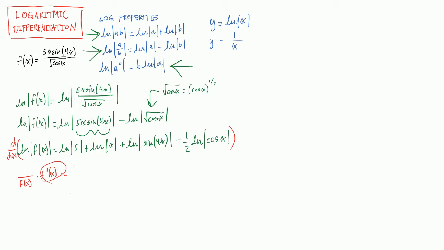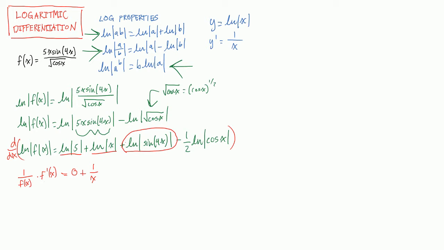And so then we take the derivative of this other side. I'm going to erase that. The first thing is the natural log of 5, which is just a constant, so that's 0, plus the natural log of x, which is 1 over x, plus, and now we're getting a little bit trickier.